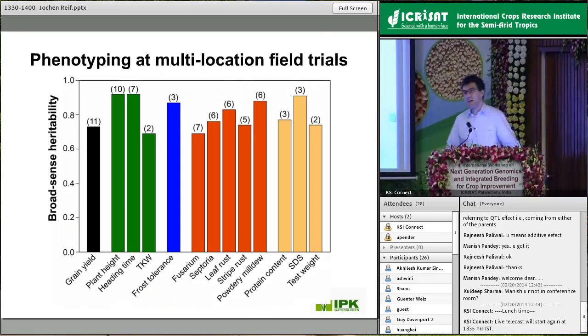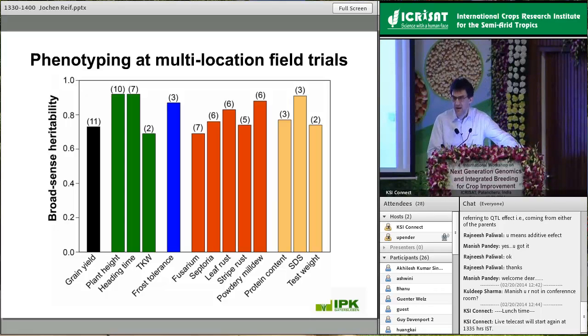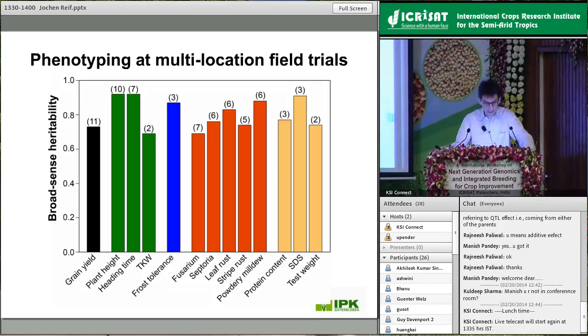So we spent a lot of energy in that consortium to characterize this panel of 1,600 hybrids and their parental lines in multi-location field trials. We performed in total nearly 30,000 yield plots and 25,000 observation plots. So that's a massive phenotyping.